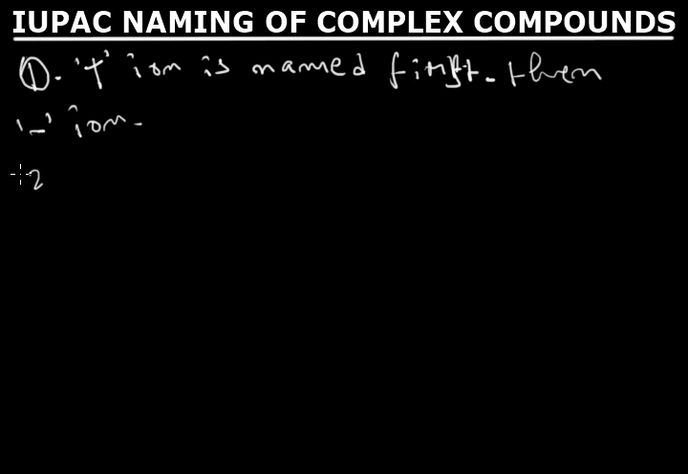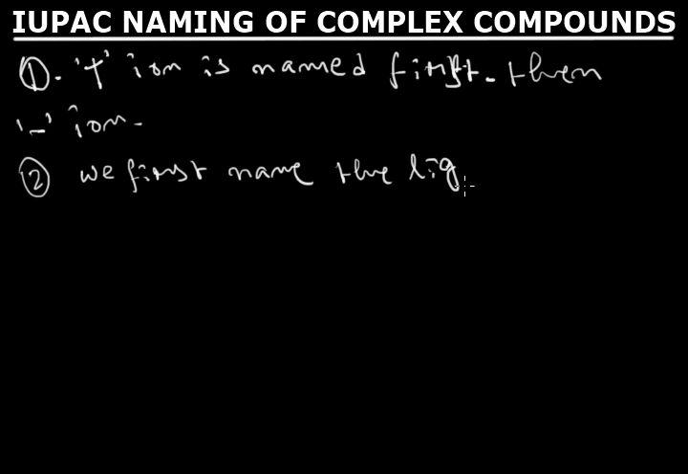Number 2. If the complex part contains both ligand and metal, then we first name the ligand. Then the metal.